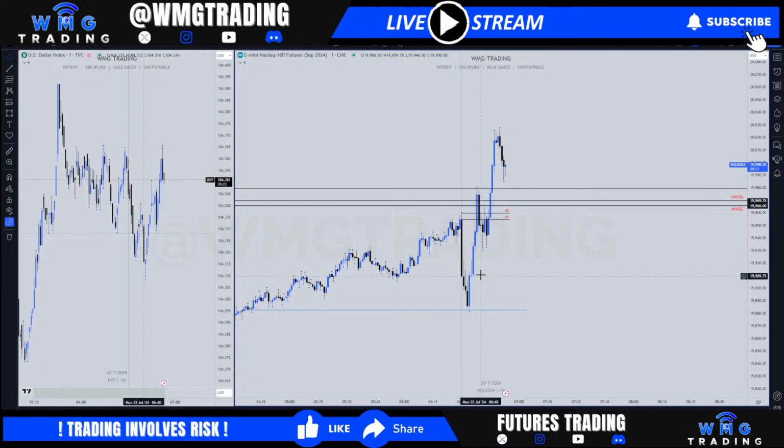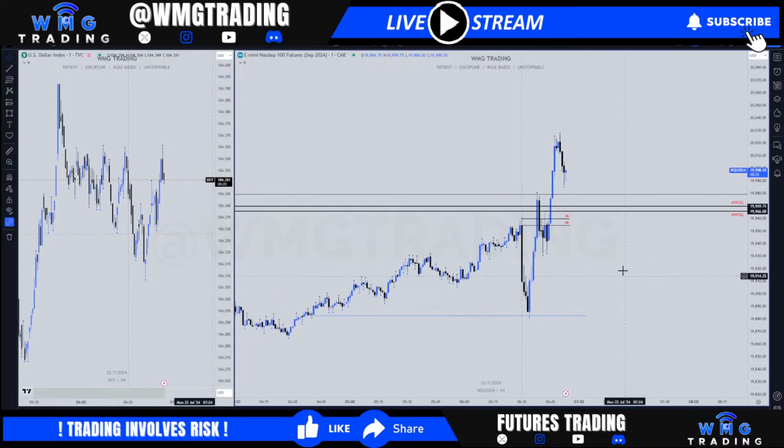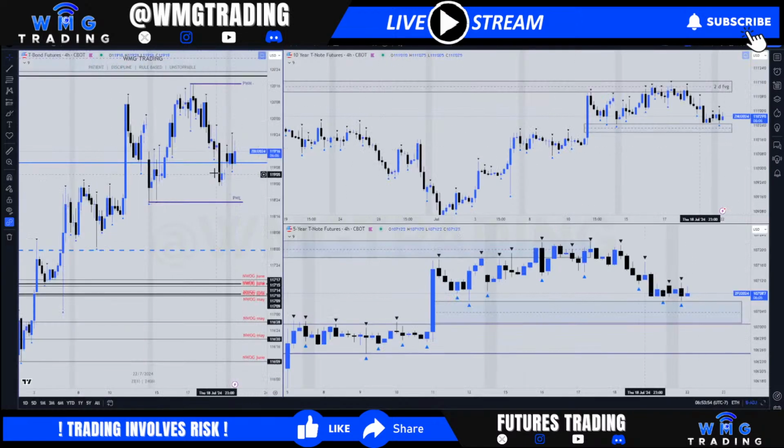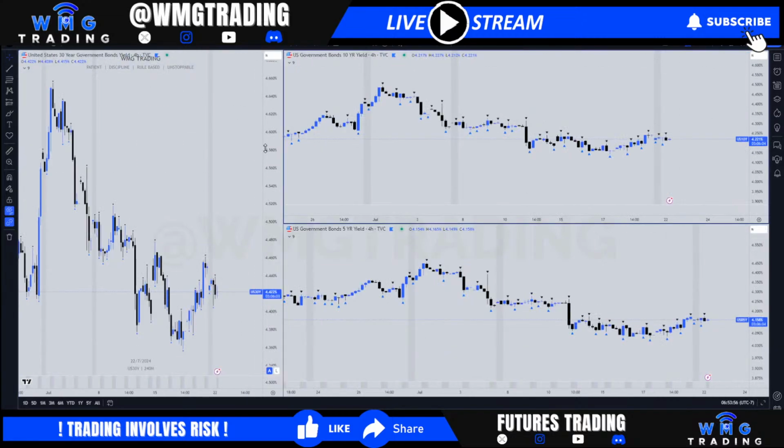So again, the overall narrative is obviously still remaining bullish for the time being. We have a cracking correlation here. DXY is seeking both sides. The bonds and yields are basically range bound. Okay. It is Monday. There's no news, right?